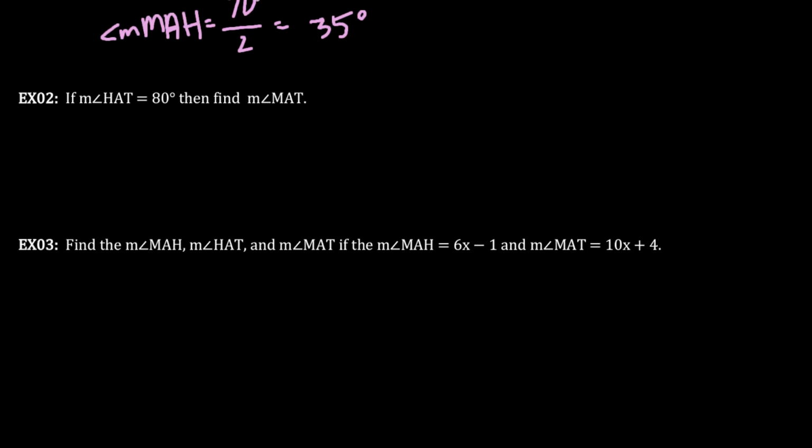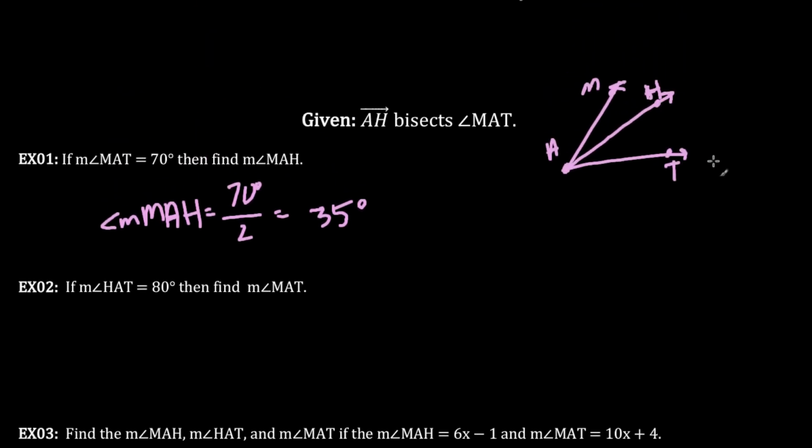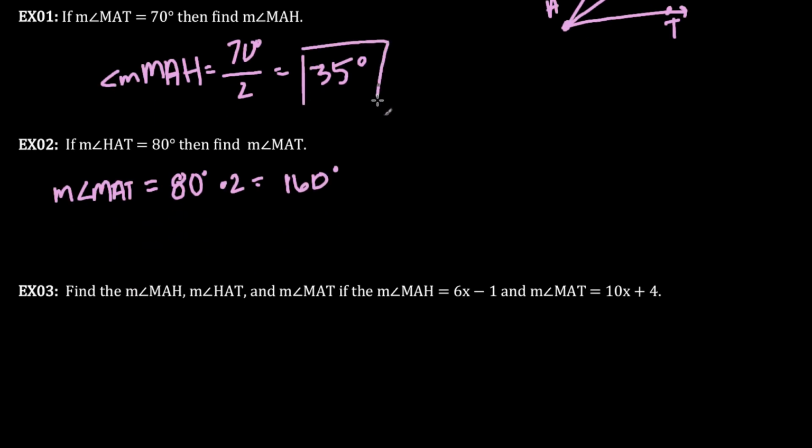If HAT is 80, then find MAT. Well, that wouldn't be dividing, that would be multiplying. So 80 degrees times 2 is 160 degrees. Of course, it's not drawn perfectly because I just made it up, and that is the measure of angle MAT. You know what the answer is.